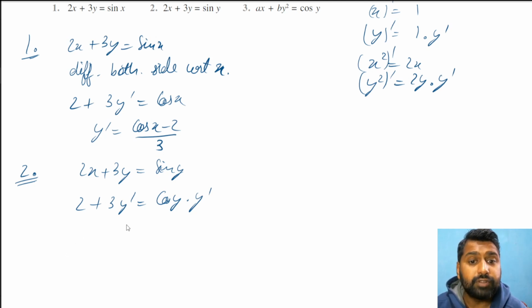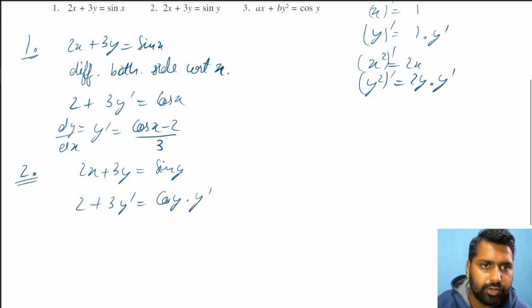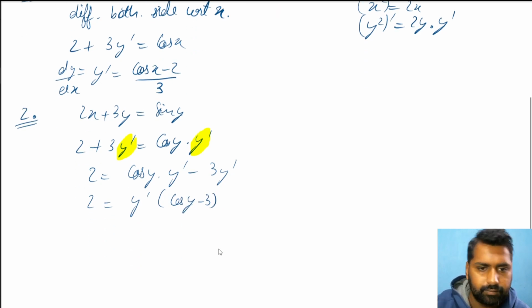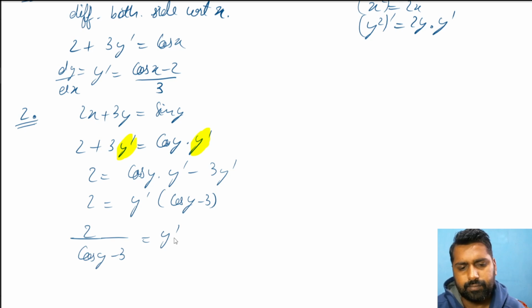Now we are supposed to find y dash, basically dy by dx. This is what we need to find. So get your y dash together. 2 is equal to cos y into y dash minus 3y dash. So 2 is equal to y dash times, taking y dash common, cos y minus 3. So 2 upon cos y minus 3, that's your y dash. Simple enough so far.